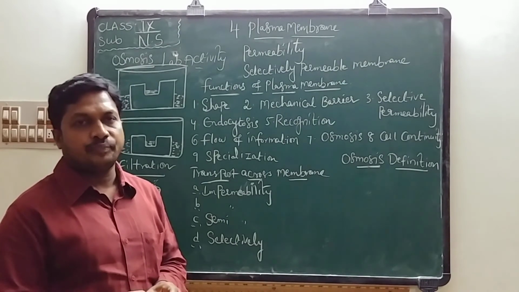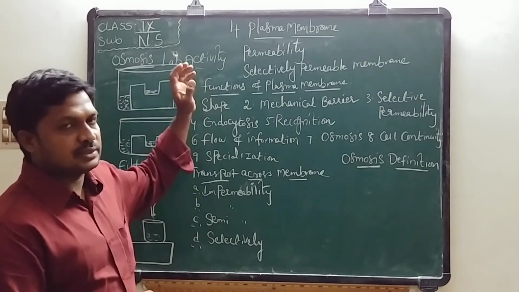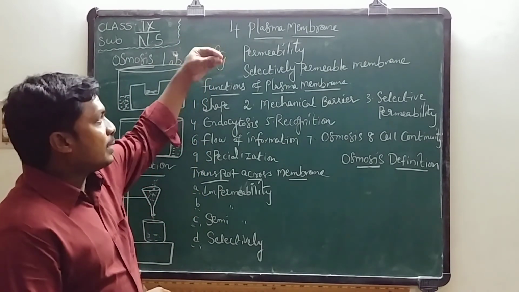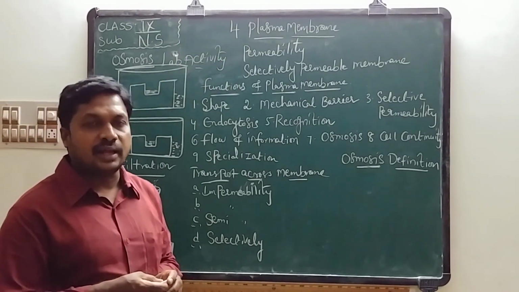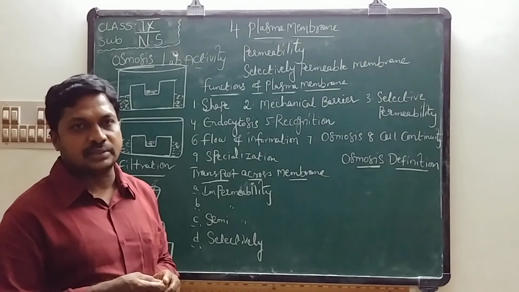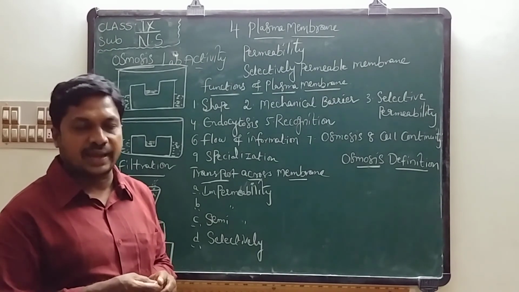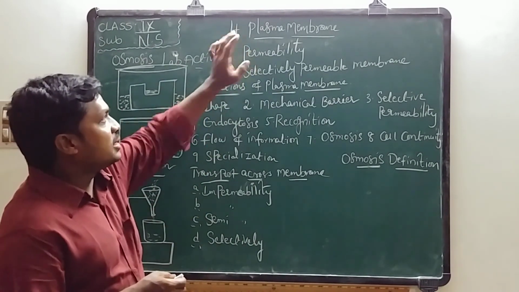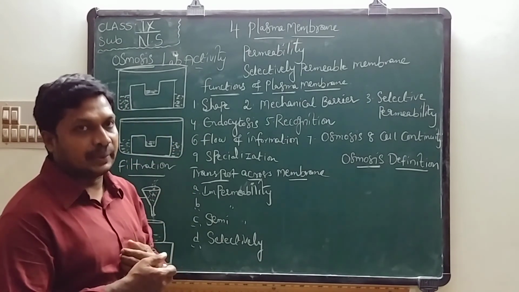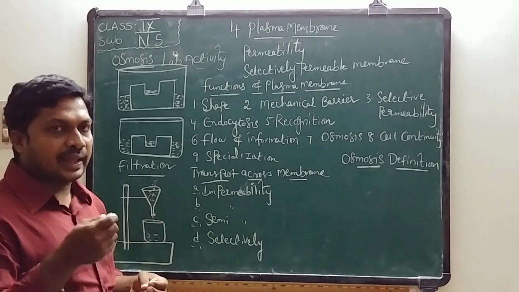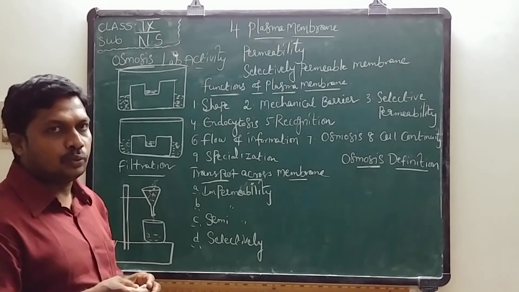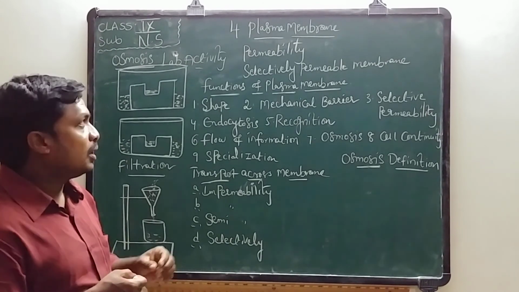Good morning children. In the previous class, 9th class, we learnt some information about the plasma membrane. The plasma membrane is the outermost layer of an animal cell and the inner layer of a plant cell. It is made up of proteins and lipids. We also learnt about a lab activity related to dry grapes.